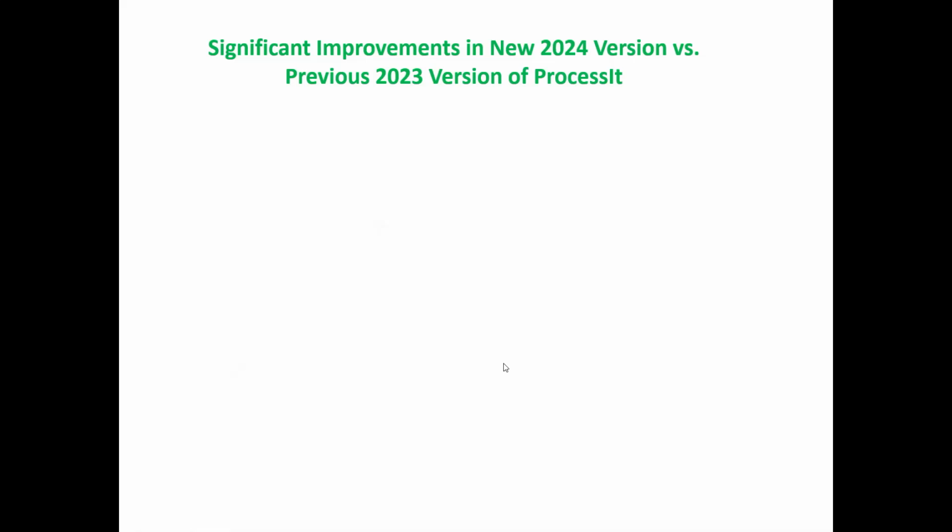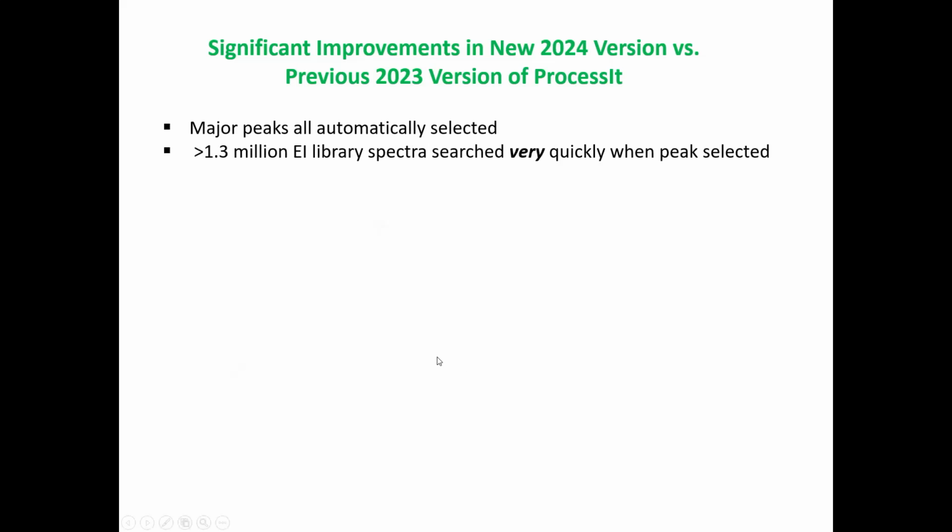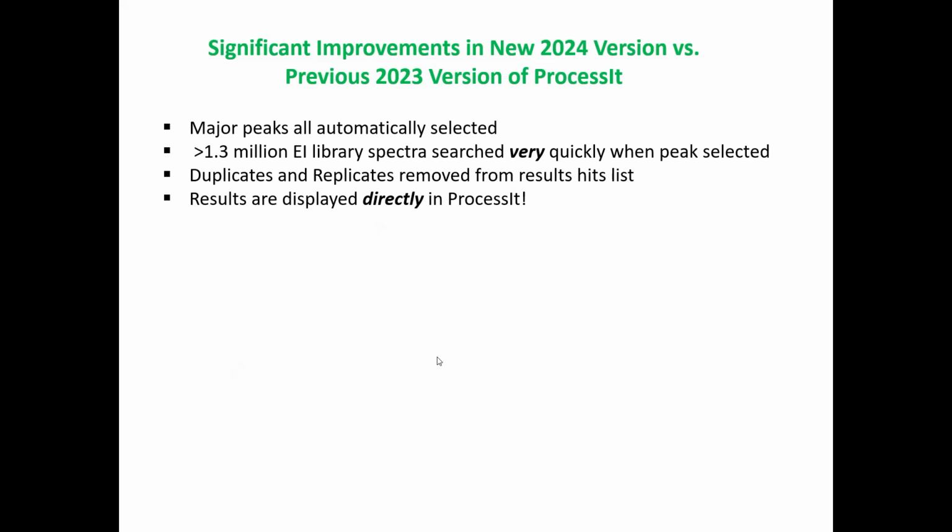The improvements that were noted in this 2024 version are compared versus the previous 2023 version of Process It. In particular, major peaks are automatically selected when the file is opened. When the user selects the peak of interest, 1.3 million EI library spectra are searched very quickly. Duplicates and replicates are removed from the results hit list. The results are displayed directly in Process It, as opposed to when it was previously sent to MassMine It or Search It to get the search results.